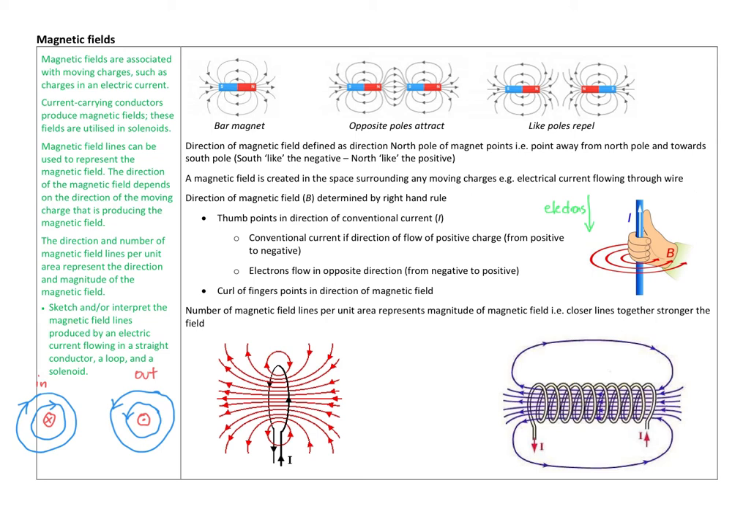Now, we also need to be able to do loops and solenoids, which are very, very similar. So we've got a loop here, and the current is coming up around the outside. This is, if you like, the part that would be closest to you, sort of out of the plane of the page, and then back down the back, which would be sort of behind the plane of the page, and back out through the wire. And because it's just an arrow, we assume that's conventional current.